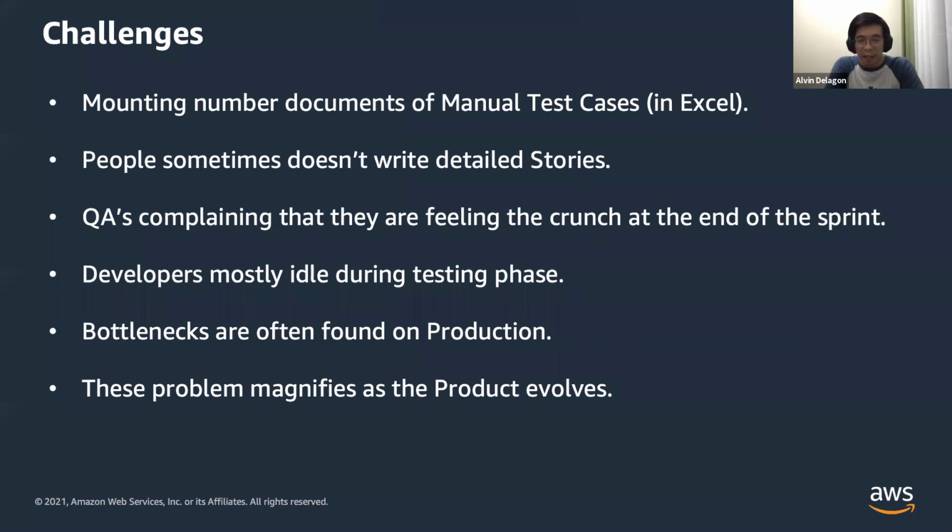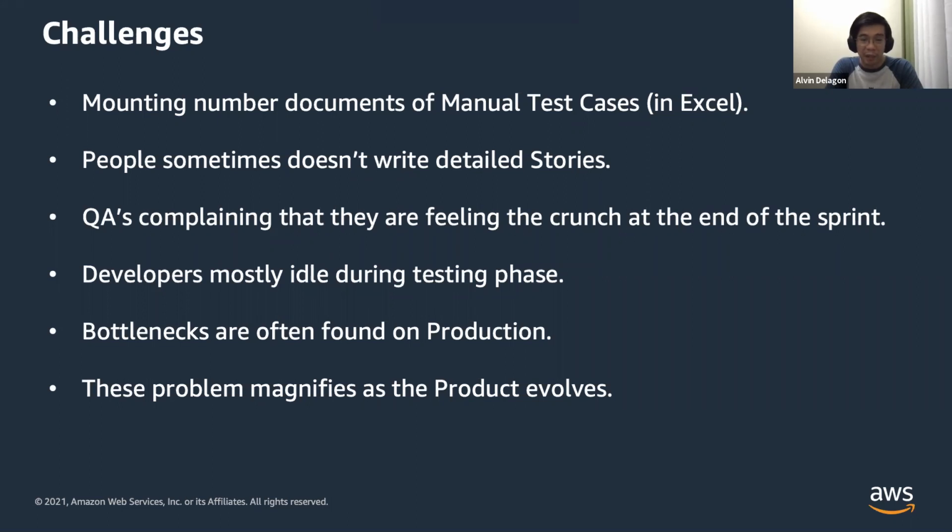Most of the times, during my career, I worked with a lot of QAs. Most of the pain points for QAs is that they always complain that they're feeling the crunch at the end of the sprint. The QAs are always the last ones on the train, right? They have to make sure and be a gatekeeper for quality. And during the testing phase, we also noticed that the developers are mostly idle. The developers might be just the ones who fix the bugs, but most of the times they're quite idle.